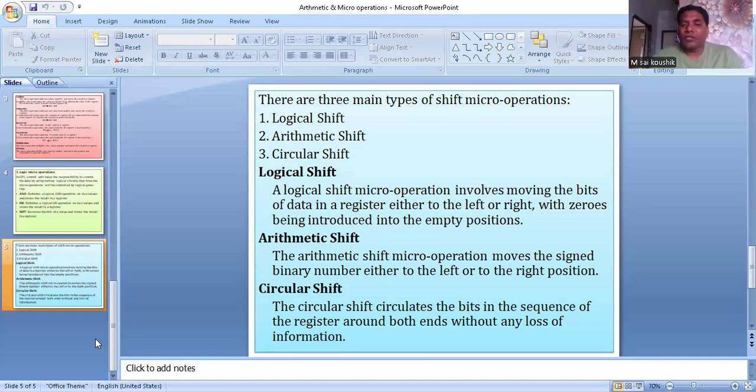Arithmetic shift: the arithmetic shift micro operation moves the signed binary number either to the left or to the right position. It's clear now. We are moving from left to right or right to left. There is no change of your position. That is called arithmetic shift. And circular means what? The circular shift circulates the bits in a sequence of the register around both ends without any loss of information.